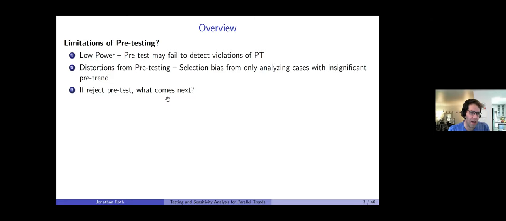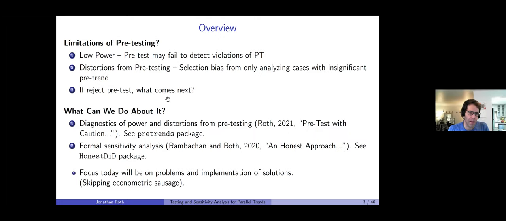And then the final problem is, well, suppose we do detect a significant pretrend. We've diagnosed that there may be some problems with the parallel trends assumption, but we're in the business of writing papers. We can give up entirely and say we can't learn anything from this context, but often we don't want to do that. And it's not clear under the standard pretesting paradigm what comes next if you reject the pretest. Those are the three big limitations I'm going to talk about in the talk today.